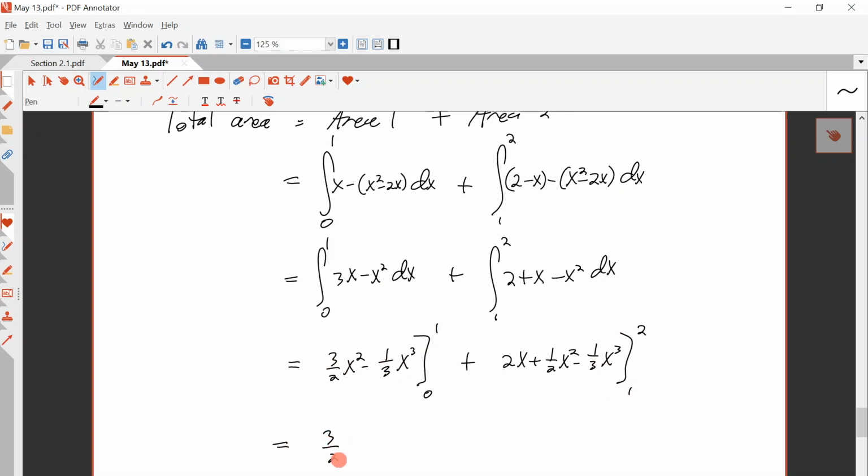So this is 3 halves minus 1/3. This one is 4 plus 2 minus 8/3, minus 2 plus 1/2 minus 1/3.